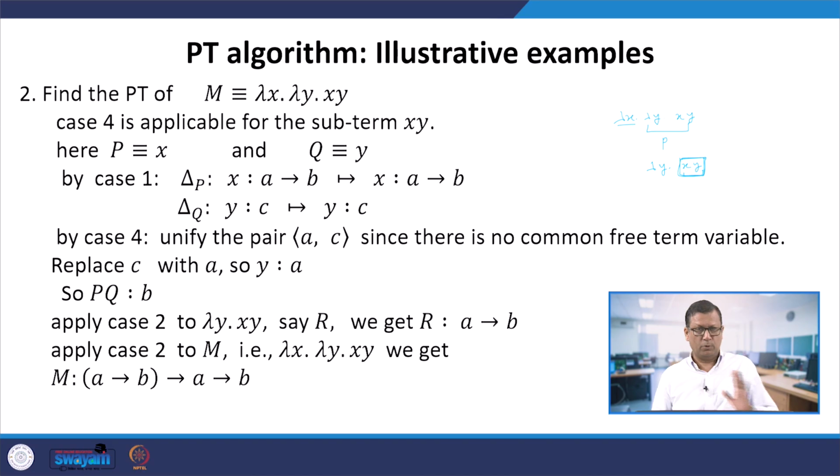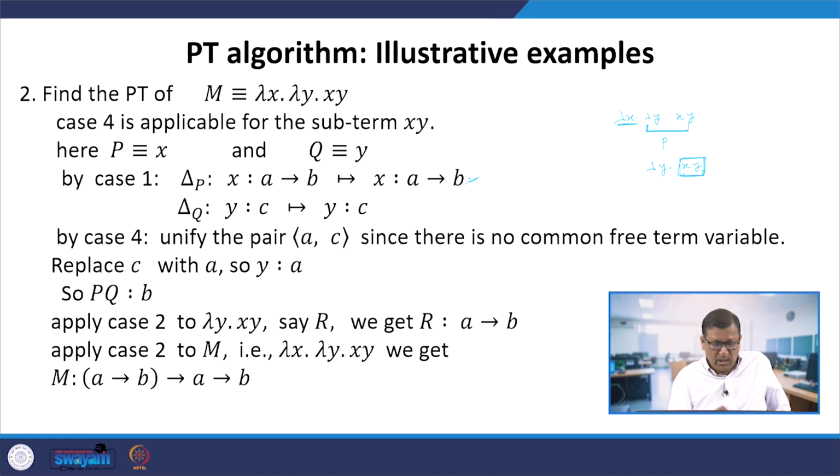Now it is case 4. This part was case 1, case 2. This is again case 2. Now we have to do case 4 here, xy. Now for the subterm xy, we see it is an application, mn, sort of a structure. So here p is x and q is y. So case 1 we have to apply and we have to say that x is of type A arrow B. It has to be of rho arrow sigma, and that form is an arrow type. So we say x has type A arrow B.